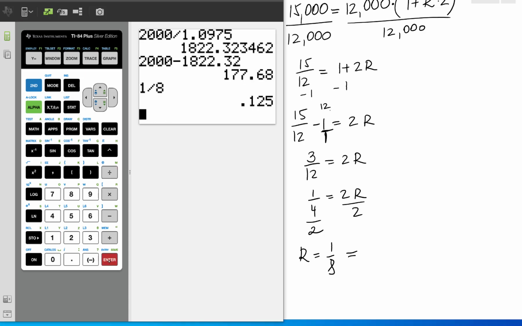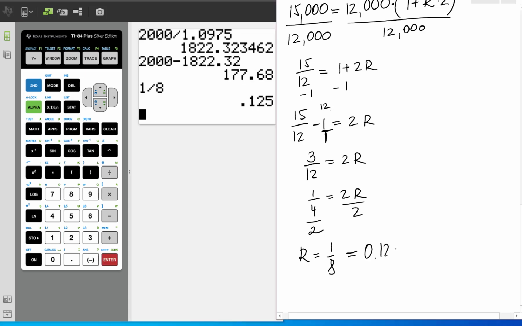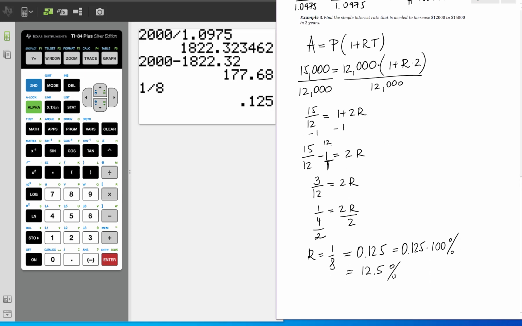or r equals, well, 1 divided by 8 is 0.125, but I can write this as a percentage by multiplying 0.125 by 100%, so that means 12.5%. So this is the simple interest rate that you would need to increase a $12,000 to a $15,000 in 2 years.